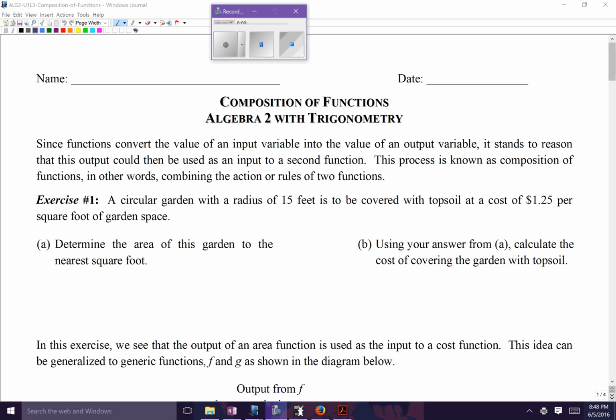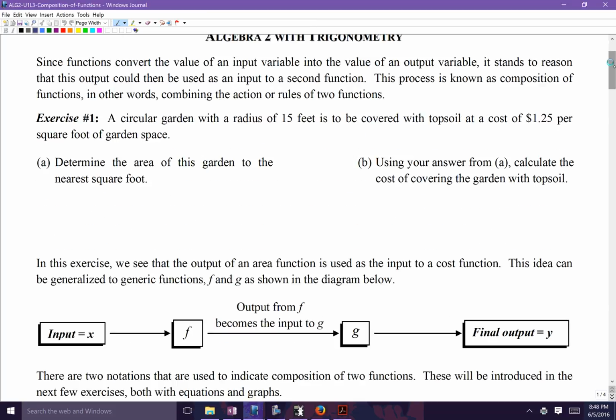Hello, we're going to do Unit 1, Lesson number 3, Composition of Functions. So a composition of functions just means that you have two functions that you are evaluating for the same question. In this first example, they are illustrating this by making us solve for a value first, and then we need to use that value that we found in part A to complete part B. So it's a composition because I need the answer I found in A to solve part B.